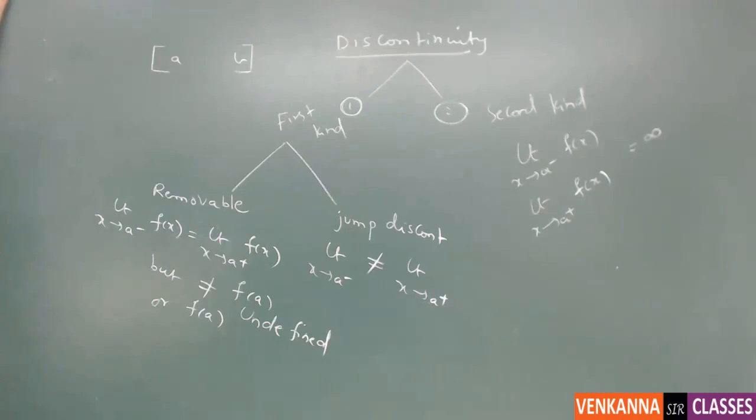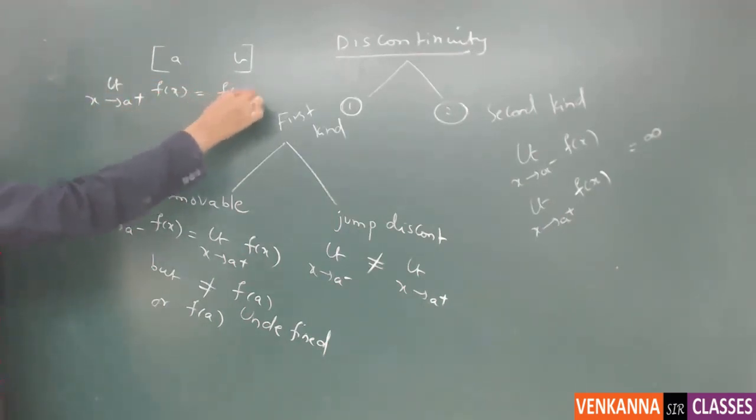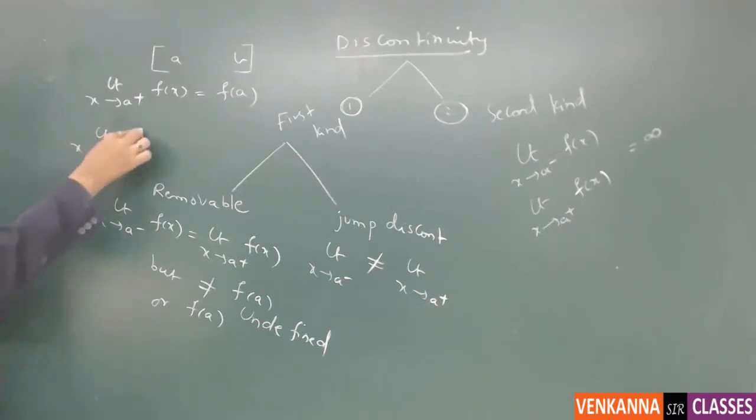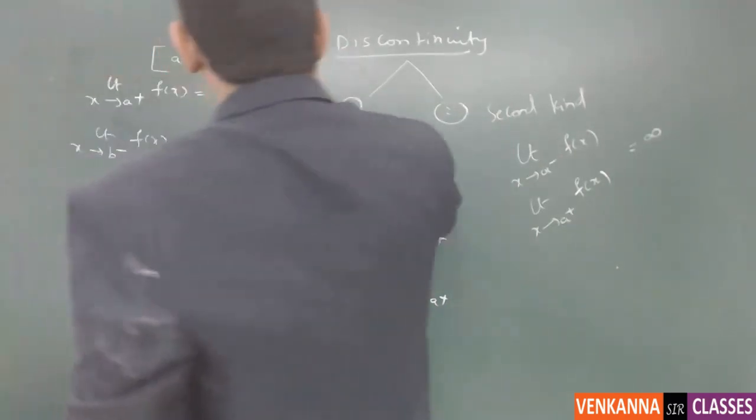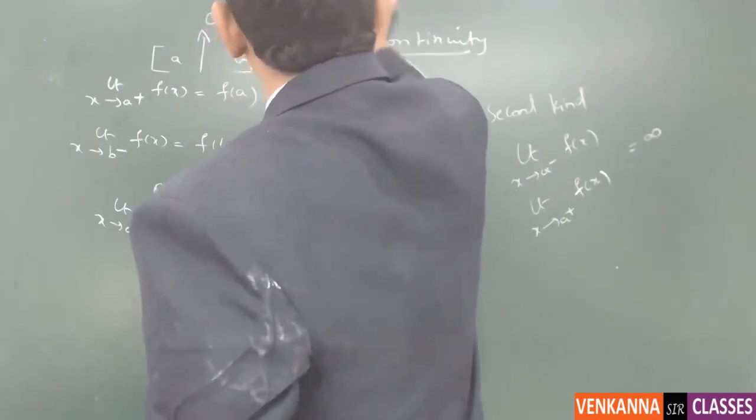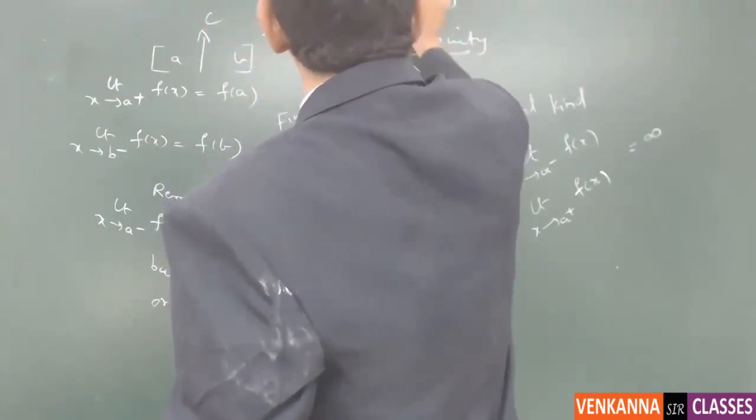please note that if you say the function is continuous on this closed interval ab, you are checking the continuity of the function at each and every point of this interval. That means the function value exists at each and every point of this interval. So to specify the continuity of a function over an interval, we define like this. Limit x tends to a plus f of x must be equal to f of a. Limit x tends to b minus f of x must be equal to f of b. And if you take any intermediate point c, then the left limit, the right limit, and the function value, all three must be equal.